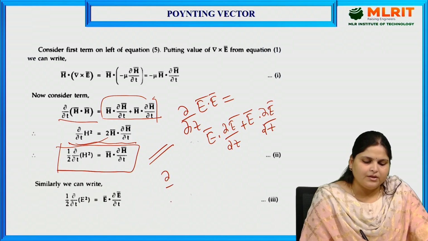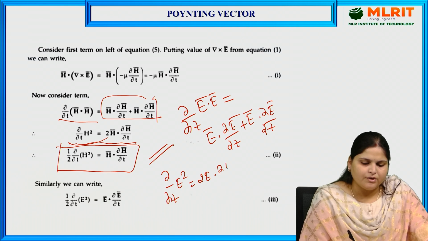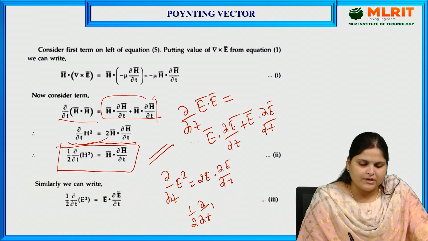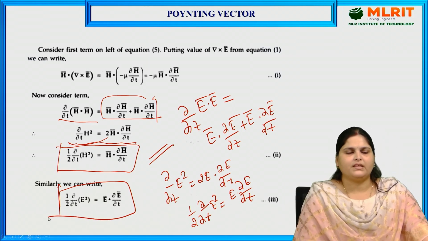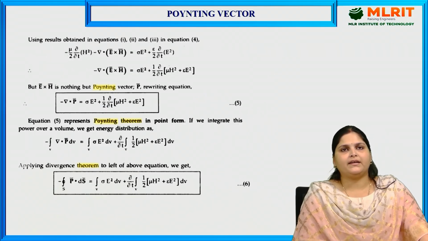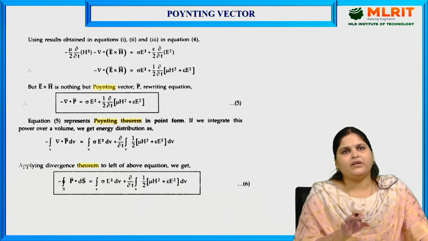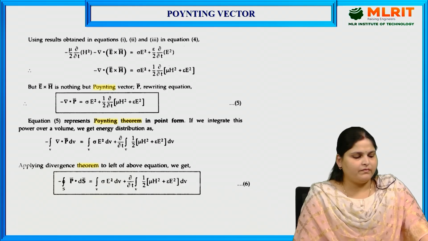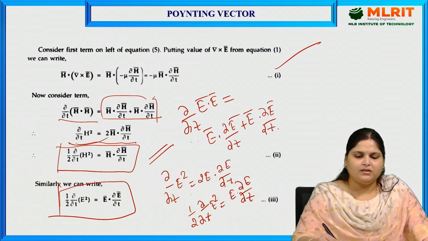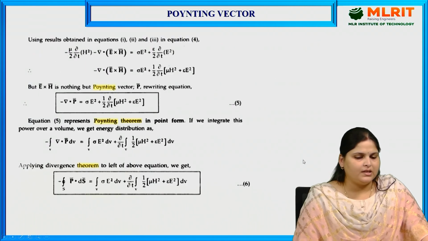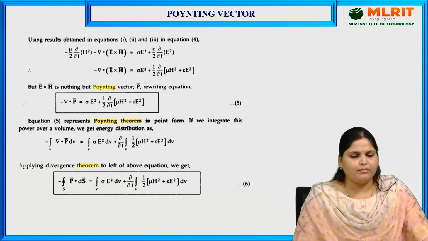Then it will become ∂/∂t of E² equals 2E·∂E/∂t, and ultimately it will become 1/2 ∂/∂t of E² equals E·∂E/∂t, meaning this equation. So we now have two equations, both for the magnetic and electric fields. Now we will use these equations, obtained from equations number 1, 2 and 3, this one and this one, and we will put all of them in equation number 4.